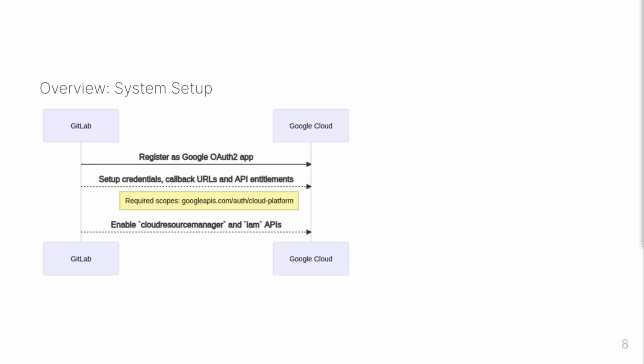Here's the system setup to get this working. We have two actors. We have GitLab and we have Google Cloud. GitLab needs to be registered as a Google OAuth 2 application. That means we set up credentials, callback URLs, and the API entitlements. The required scopes are Cloud Platform, and we enable the Cloud Resource Manager and the IAM APIs.